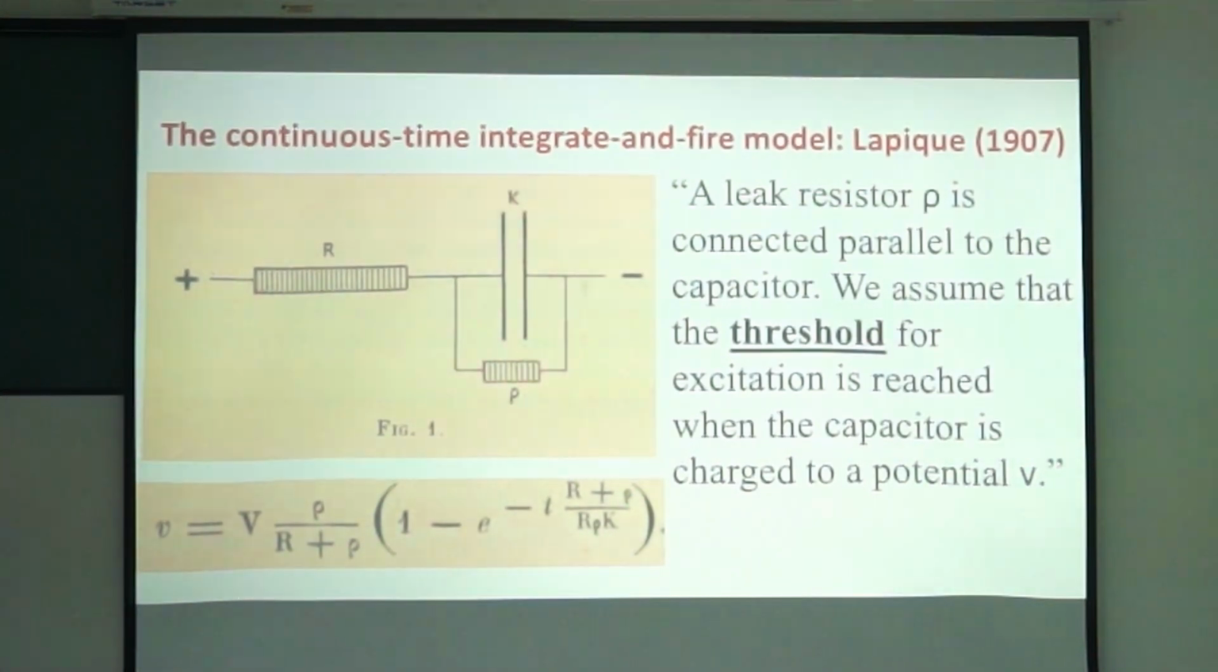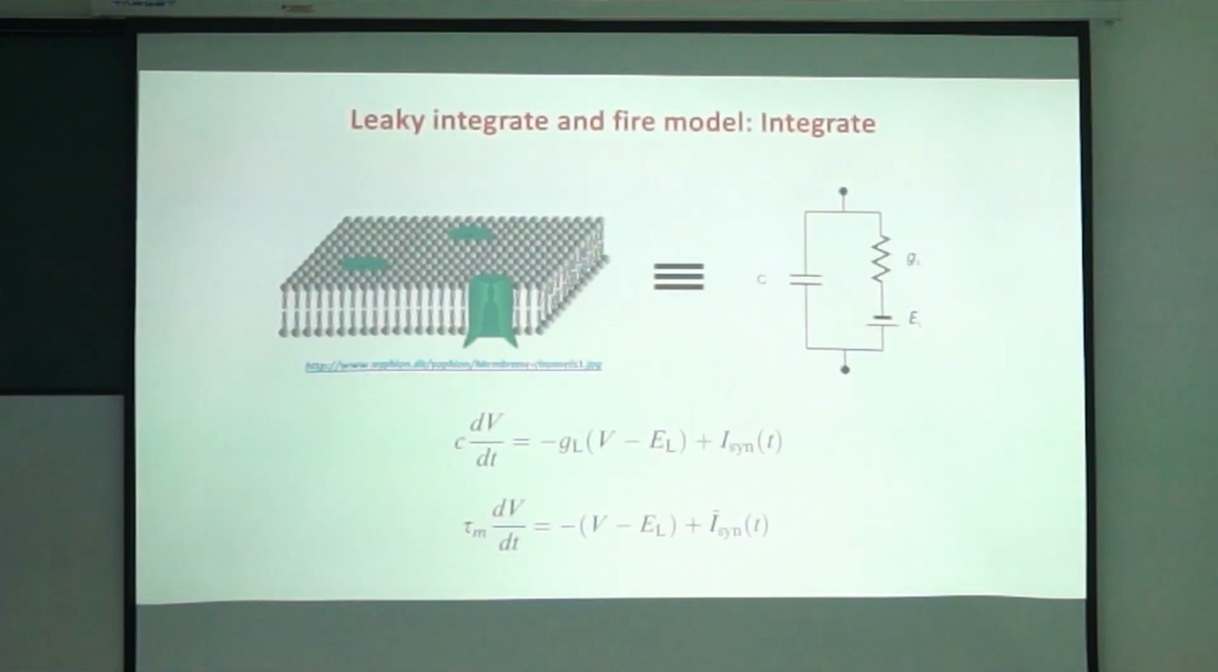And then there is a threshold for the voltage. Once the neuron, or this model, reaches that particular threshold, you would elicit an action potential. And therefore, it's an integrate-and-fire model for how exactly a neuron functions. So in today's world, you would look at it as a membrane.